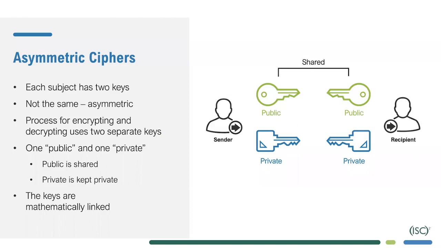Either one of the two keys could be used to encrypt, but whichever one you use, the other key must be used to decrypt. So in the process of encryption and decryption, each of our two keys would be used once and only once. If you encrypt with one key, you cannot use that key again to decrypt.